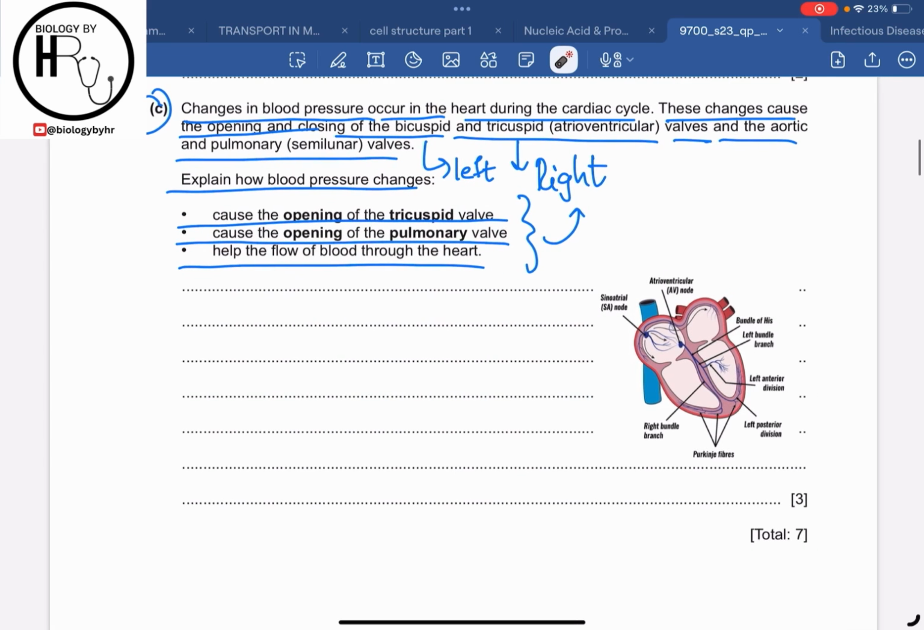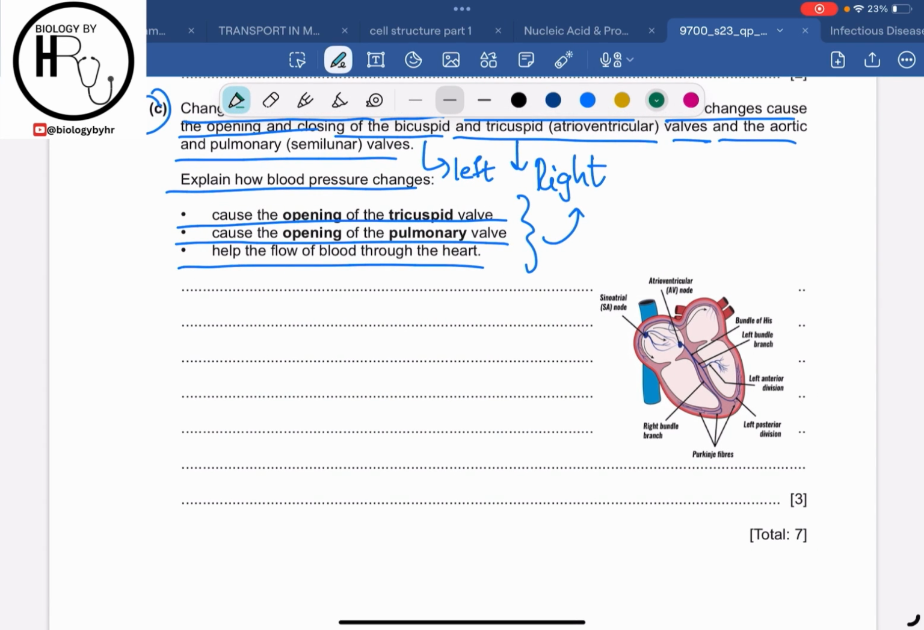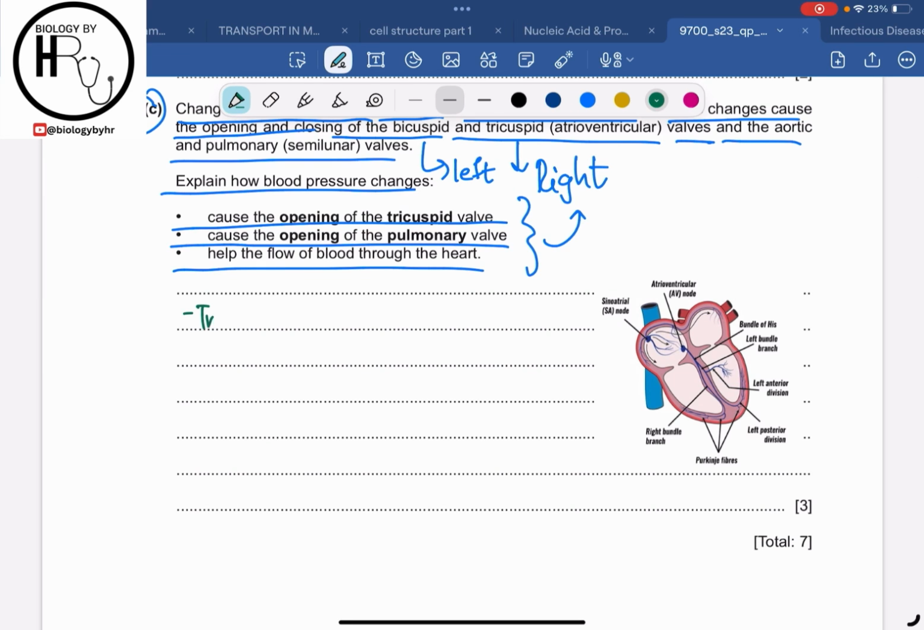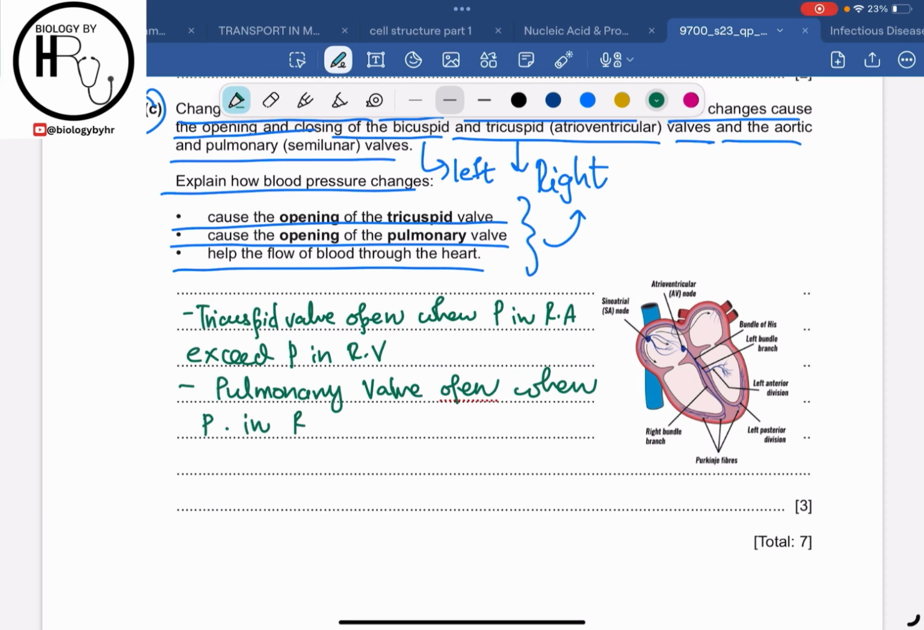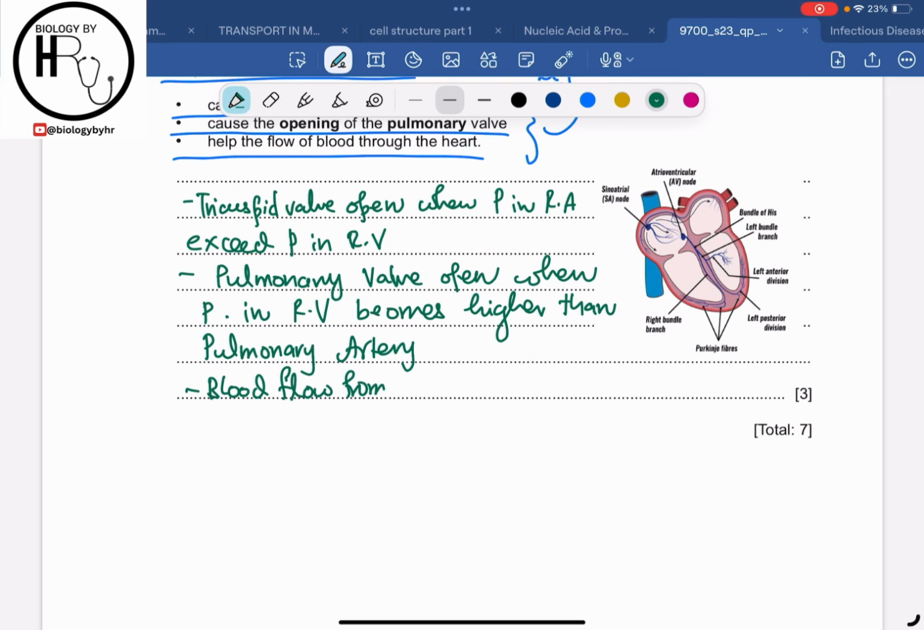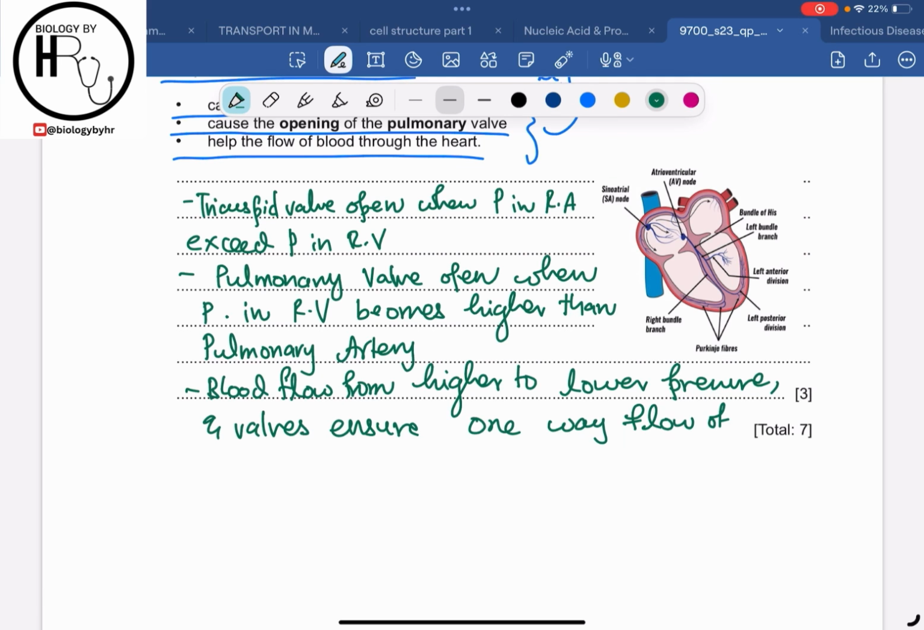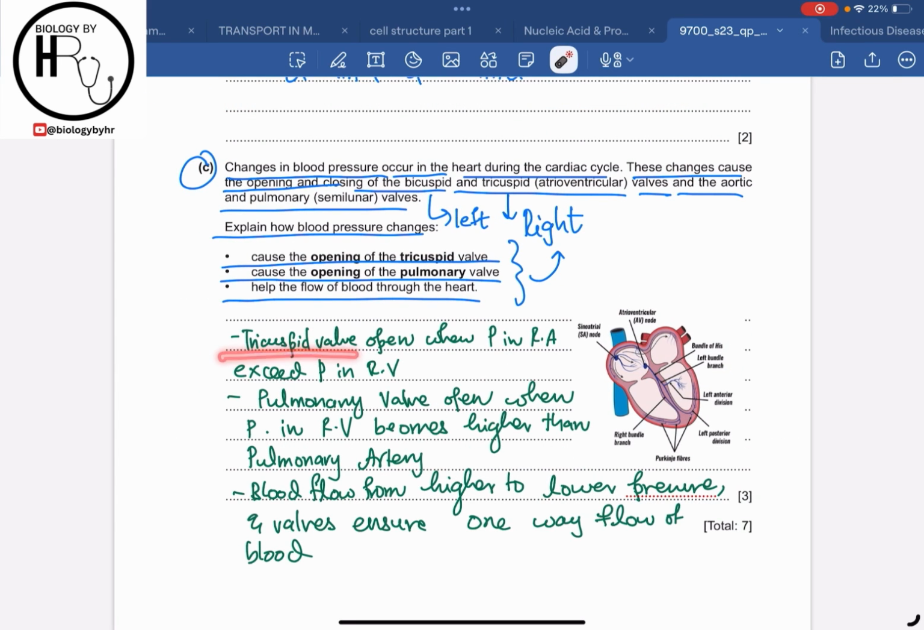So how are we basically supposed to write its answer? We can write the answer in the way that the tricuspid valve opens when the pressure in the right atrium exceeds the pressure in the right ventricle. Obviously, because the right atrium is contracting, the pressure is going to be high in the right atrium.